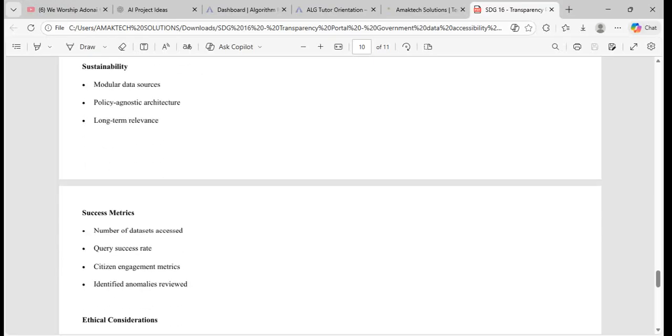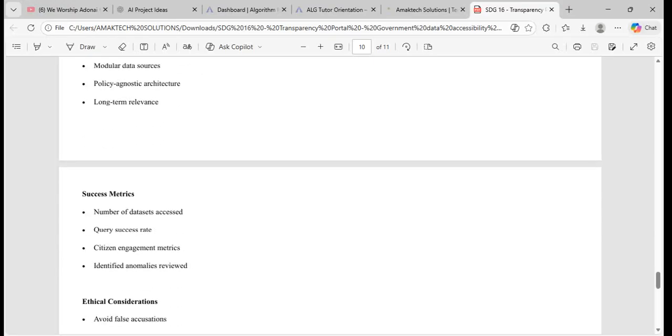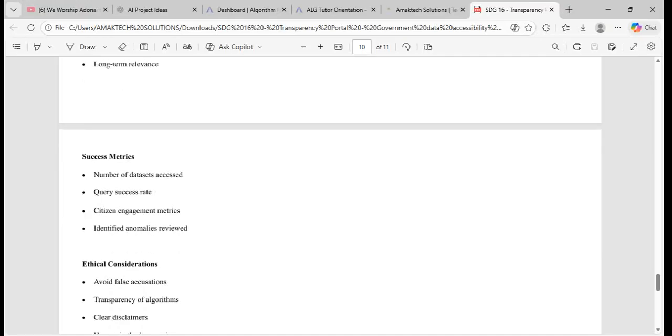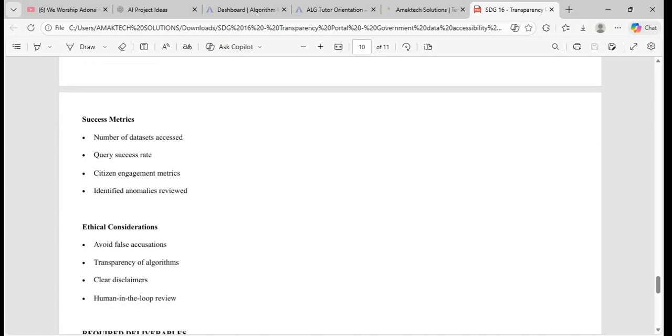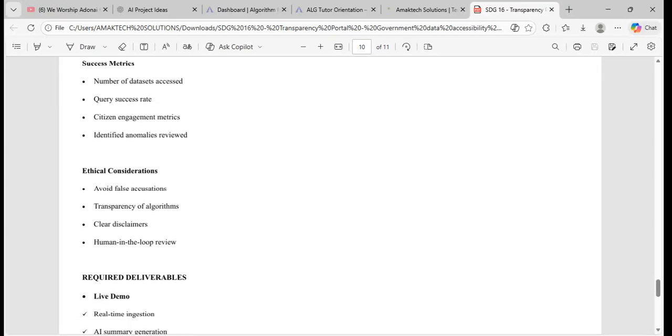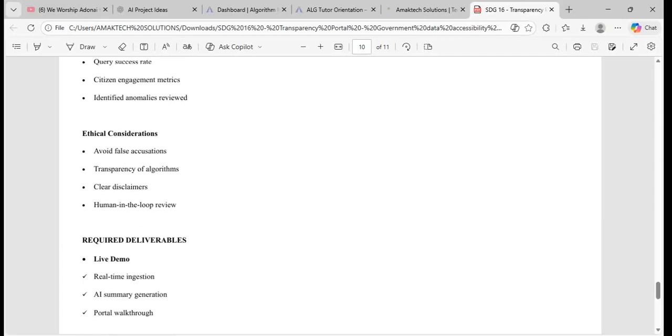Success metrics: number of datasets accessed, query success rate, citizen engagement metrics, identified anomalies reviewed. Ethical considerations: avoid false accusations, transparency of algorithms, clear disclaimers, human oversight on top of the reviews.